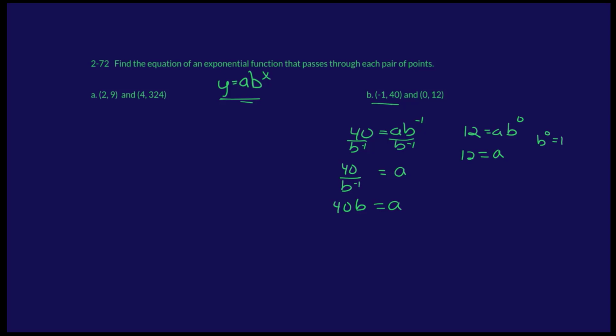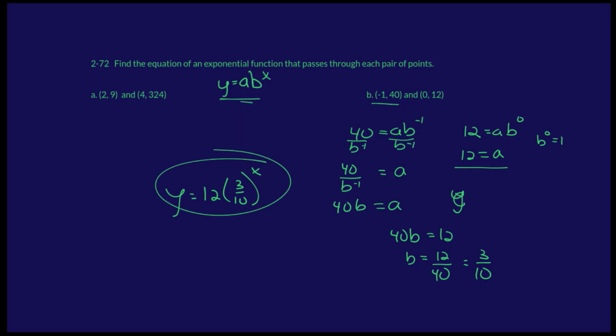So now we have a equals 12 and a equals 40b. So we're going to set them equal to each other. So 40b equals 12. That means b equals 12 over 40, which is 3 over 10. So the equation that we have right now, because we know that a is 12, is y will equal 12 times 3/10 to the x.